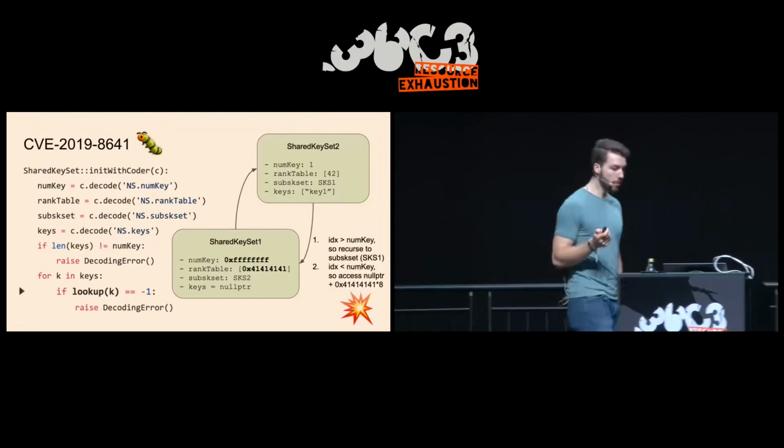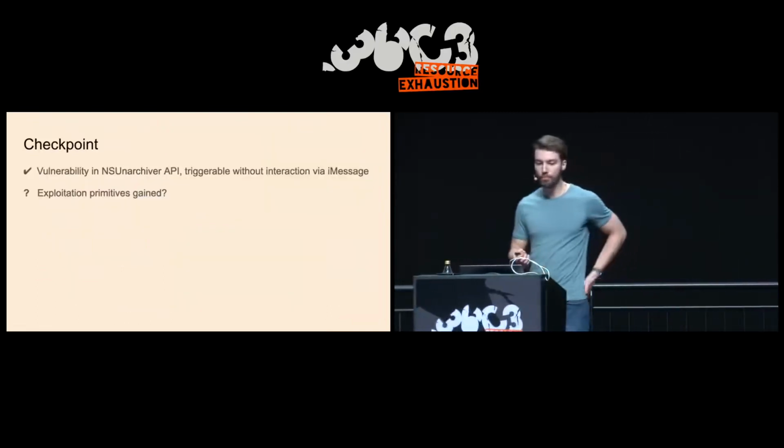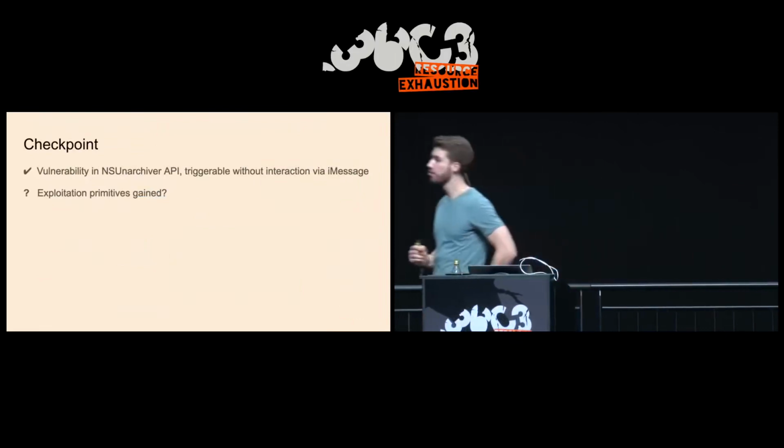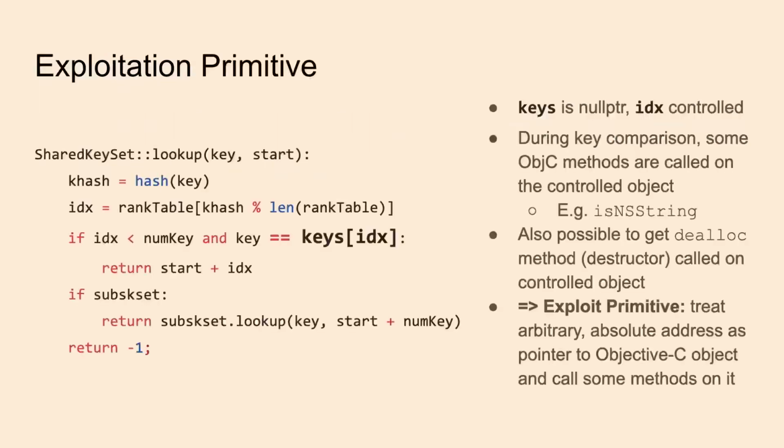Okay, so that's the bug we're going to exploit. I have these checkpoints just to think where we are. So we now have a vulnerability in this NSUnarchiver API. We can trigger it through iMessage. So what exploit primitive do we have?